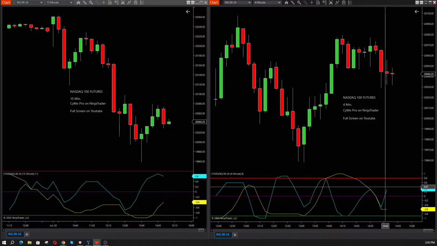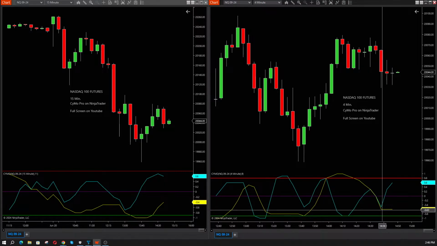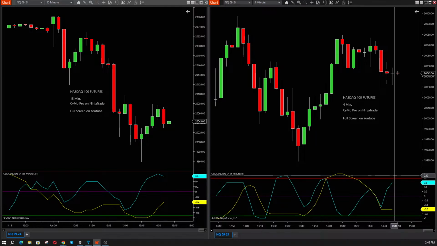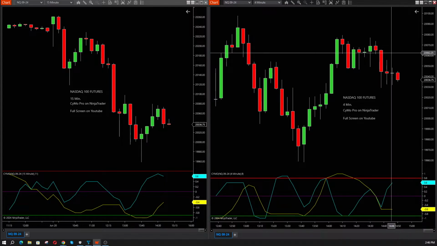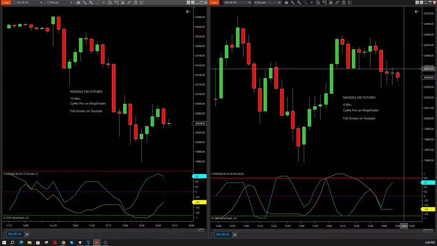This is not a setup right here to do anything. Especially if you're a scalper, you're not going to take a short here and then try to get into a long right here. You're going to wait for the extremes until the cycle goes all the way past the upper threshold or the lower threshold before you actually place any trades. Otherwise, you'll get stuck in consolidation or in a trade that may not be favorably set up for you to win.